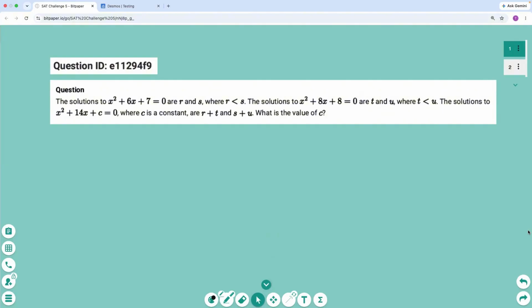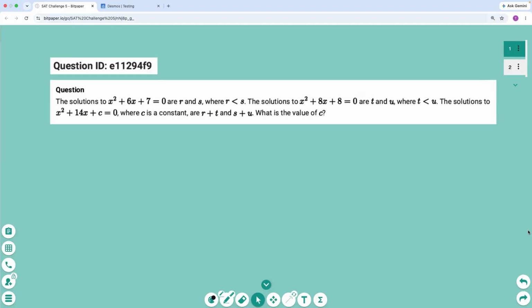The first equation is x squared plus 6x plus 7 equals 0 with the solutions r and s, where r is less than s. The second equation is x squared plus 8x plus 8 equals 0 with the solutions t and u, where t is less than u. And the third equation is x squared plus 14x plus c equals 0, where the two solutions are r plus t and s plus u. Our goal is to find the value of c.